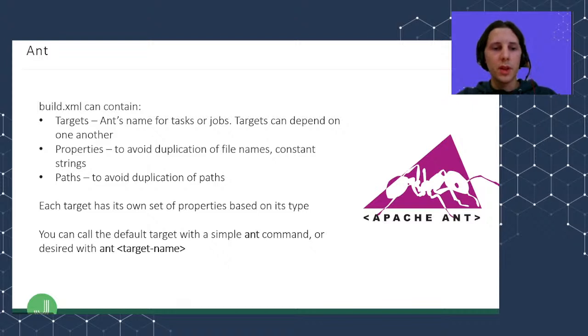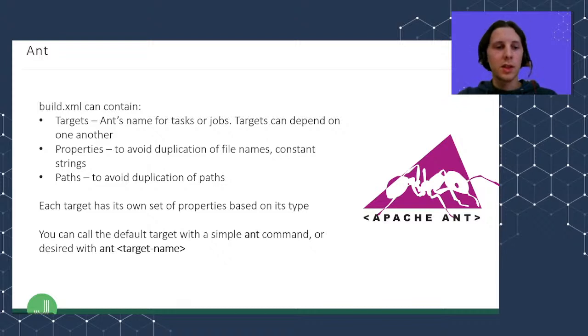First, it's targets. Target is Ant's name for a task or job. Targets can depend on one another. For example, in a simple Java project, one target can be to compile Java classes, the second can be to assemble a jar, and the third one to push this jar to some artifactory on a remote server.